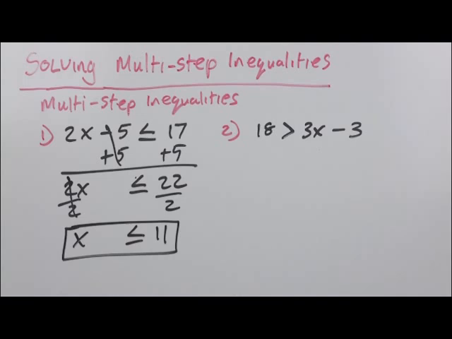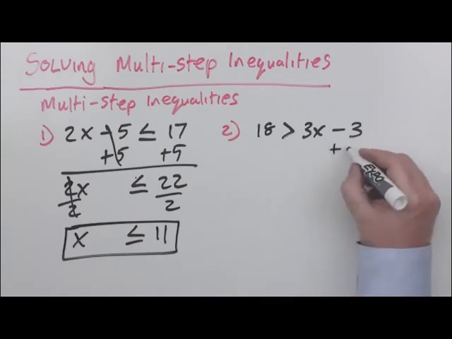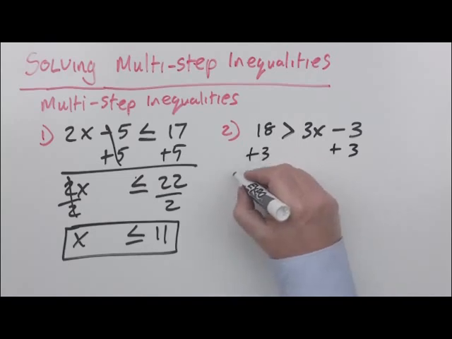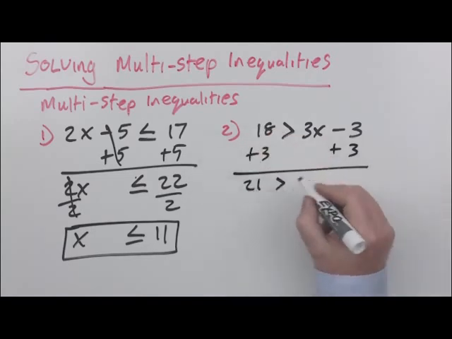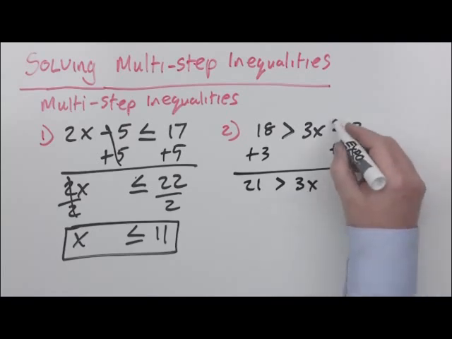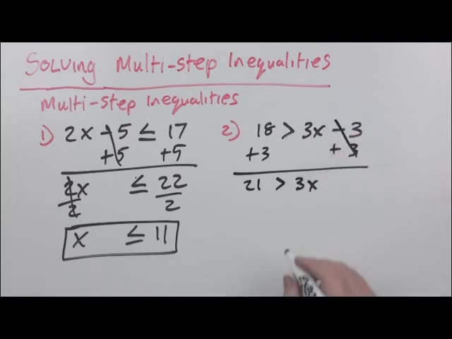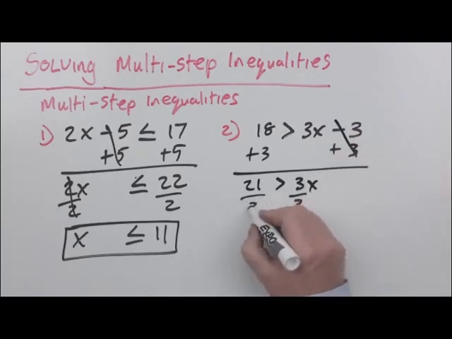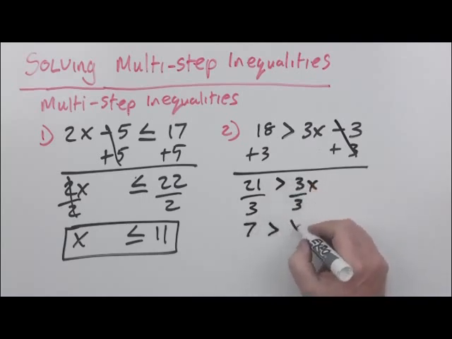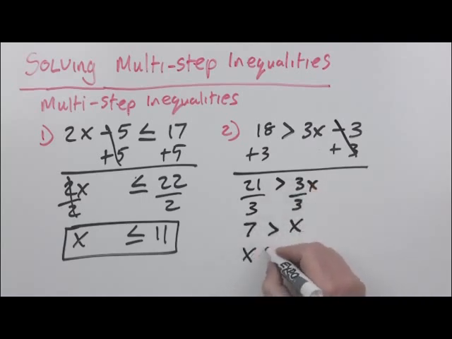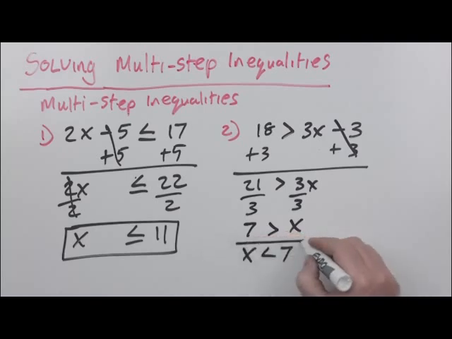On this next one, I've got to add 3 to both sides first. Let's see, that would be +3 and +3. Remember, I'm always trying to get the variable by itself. So that's 21 is greater than 3x. They canceled out. I'm going to divide by 3 on both sides. That's 7 is greater than x. I'm going to write it x is less than 7. Great. That is the answer.